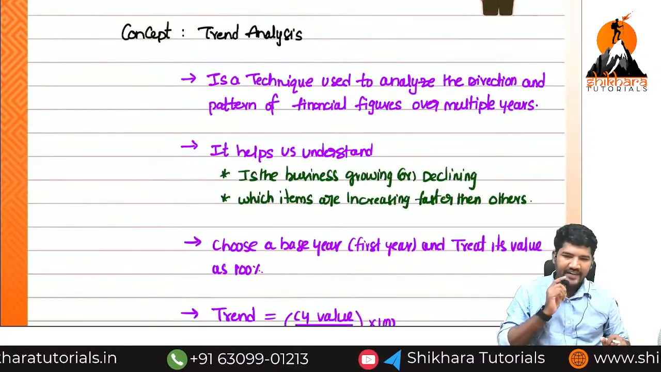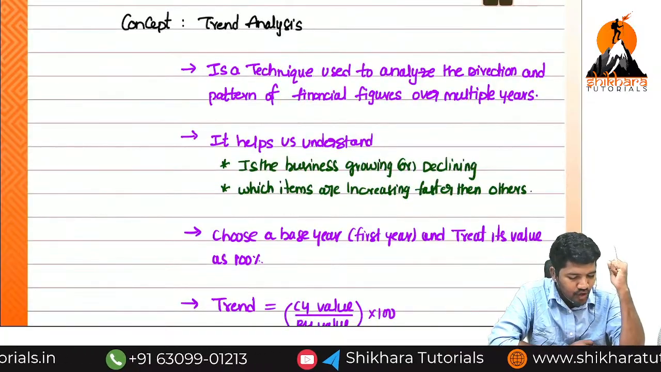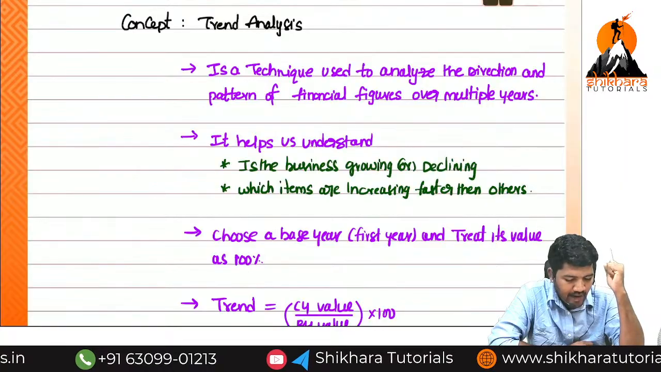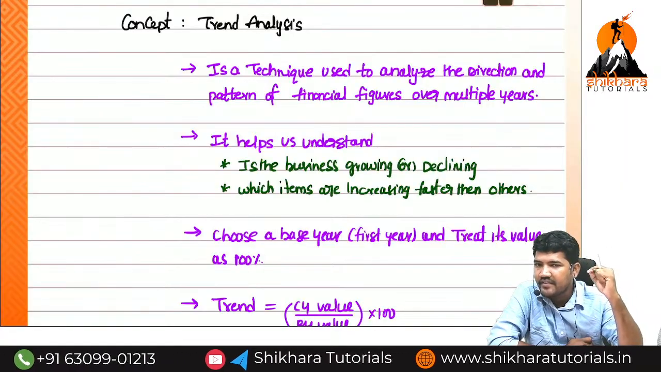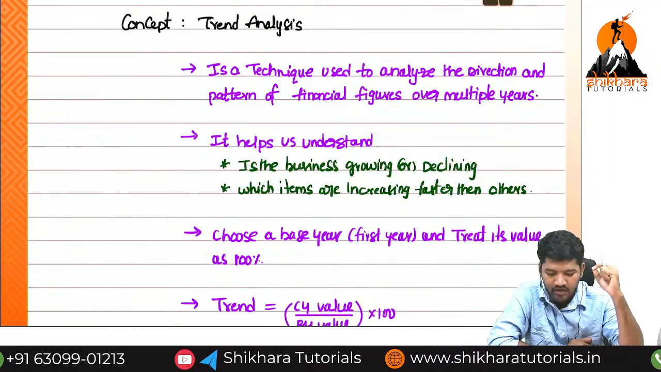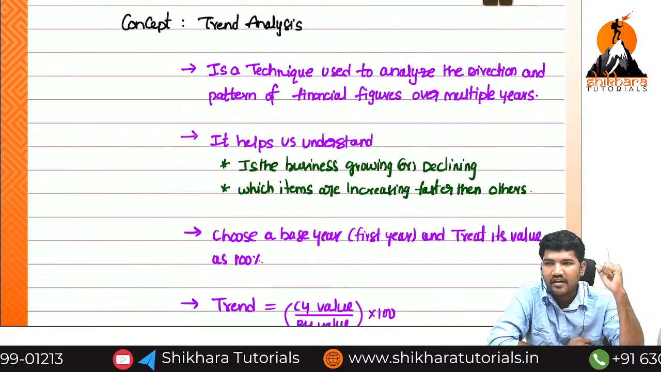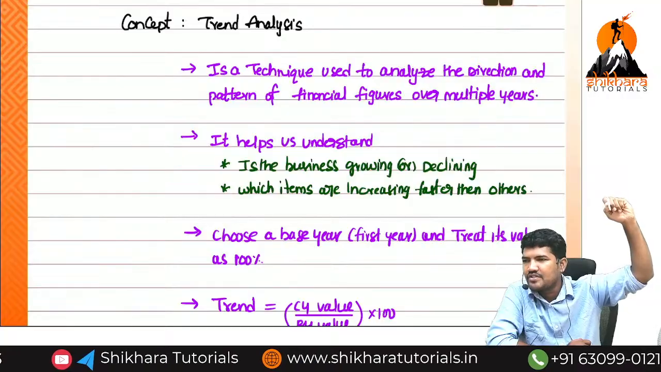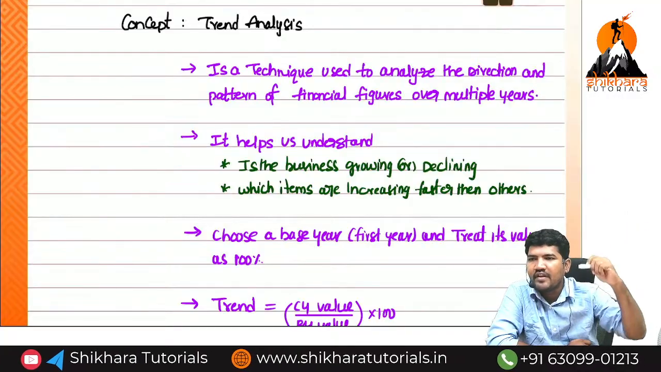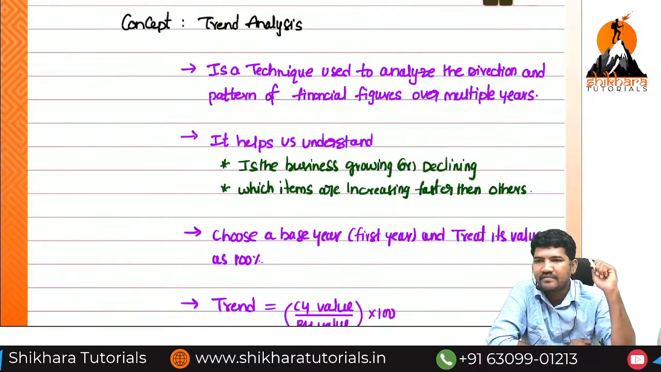So let us check the trend analysis points. Trend analysis is a technique used to analyze the direction and pattern of financial figures over multiple years. Pattern. Now it helps us understand: is a business growing or declining? If your graph is an uptrend, what does it mean? Increasing. If your graph is a downtrend, it is decreasing. Pattern is nothing but trend.